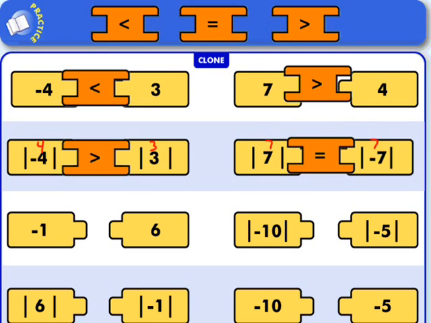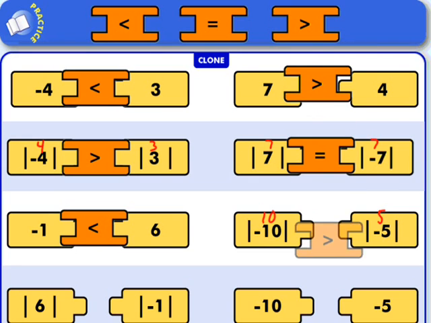The next one has no absolute value signs. You're just comparing negative 1 and positive 6. And any positive number is going to be larger than a negative. Next one, we have the absolute value of negative 10 is 10. The absolute value of negative 5 is 5. 10 is greater than 5.